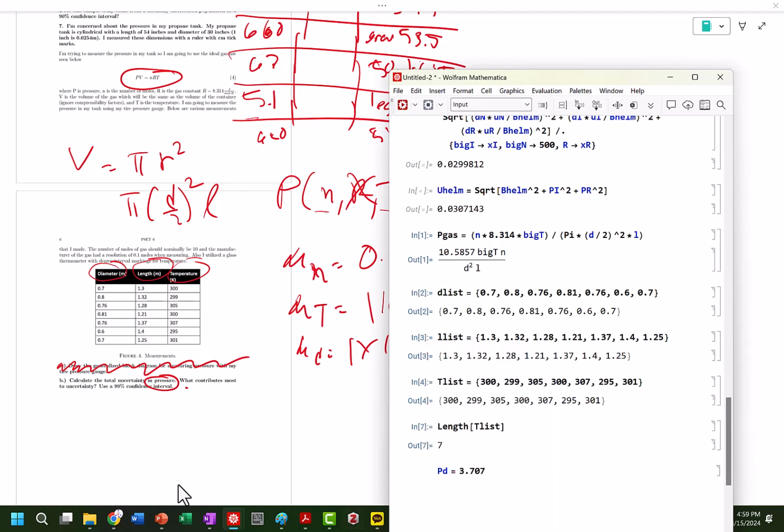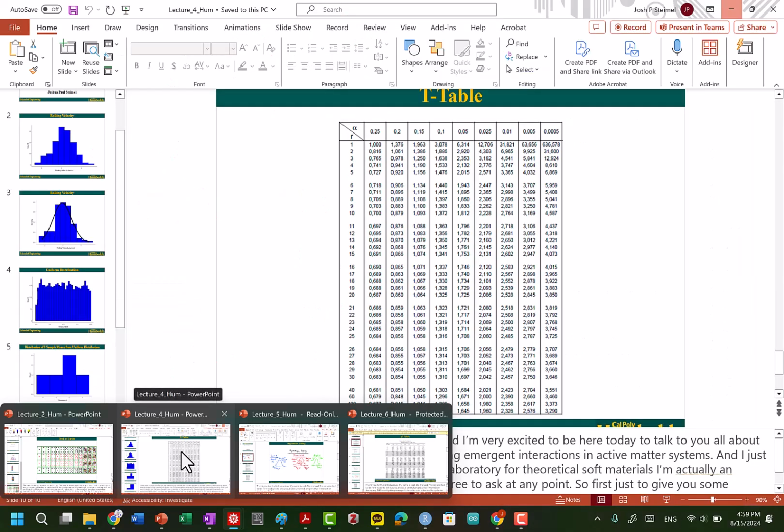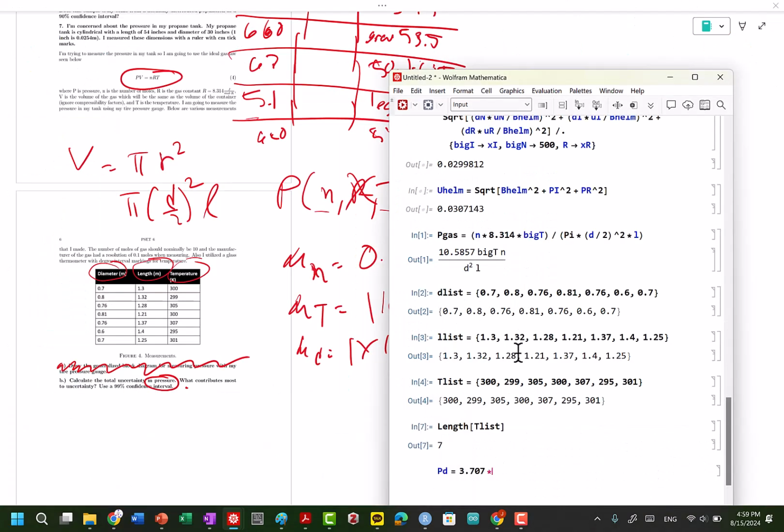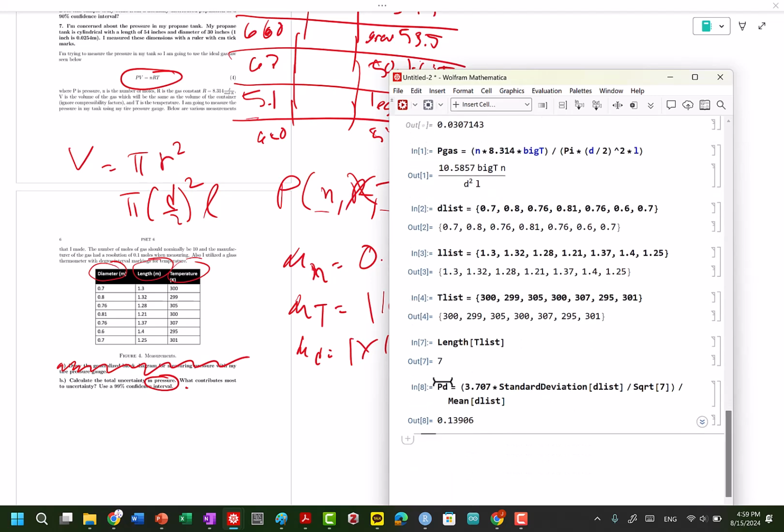Let me just make sure that was indeed correct. 3.707, yes it is, times the standard deviation of my D list divided by the square root of 7. And then this whole thing, we're going to divide by the mean of our D list. So that's going to be, again, that precision error in D in percentages. We're just going to copy this.